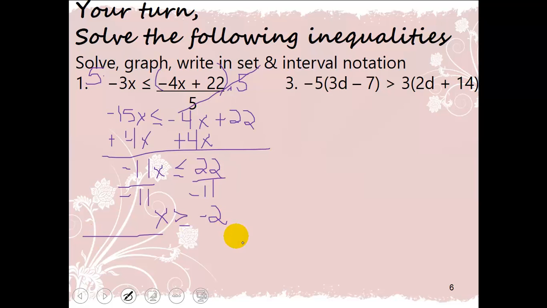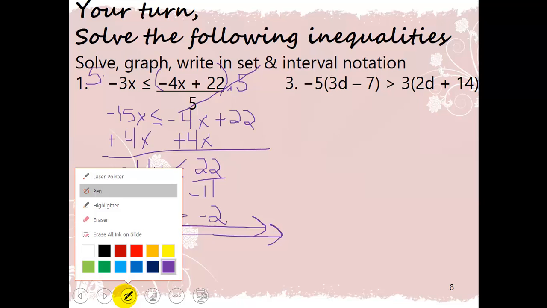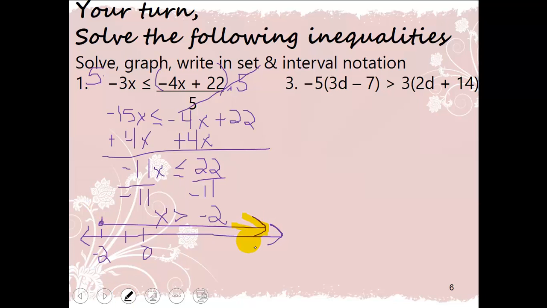I'm going to graph it. Here's 0, 1, 2, negative 2. And my line's going to go off to the right. That's an infinity situation. Okay, my smallest number is going to be negative 2, and it includes it, so it's bracket, negative 2, positive infinity, parenthesis. In set notation, I'm just going to add it up here. Looks like that.